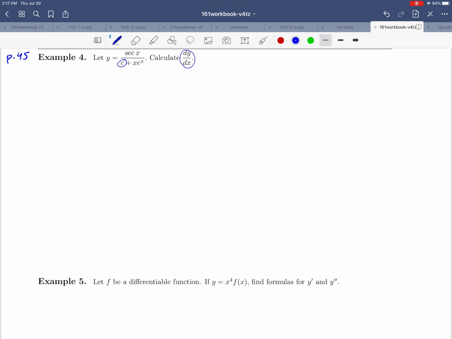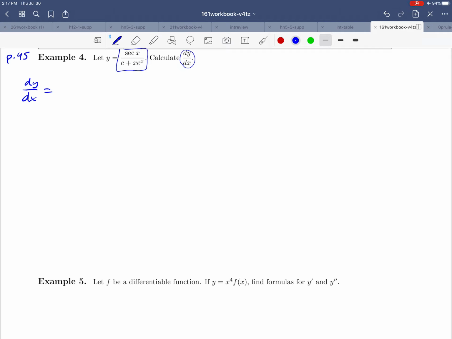Then we have to ask ourselves, out of all the derivative rules we've talked about, which ones would apply in this situation? Let's look at this function as a whole. Secant of x over c plus xe to the x, what do you see there? Well, I see a quotient, a ratio of two functions, and to me, that says that quotient rule is where we're going to need to start.